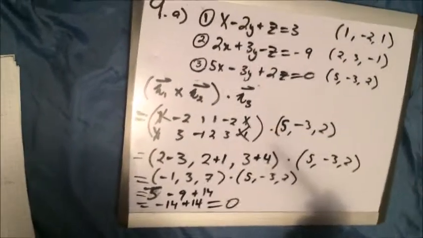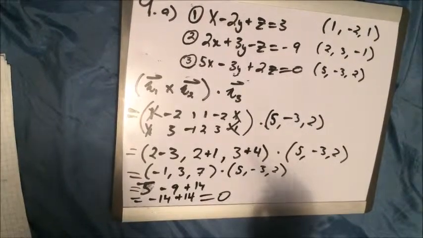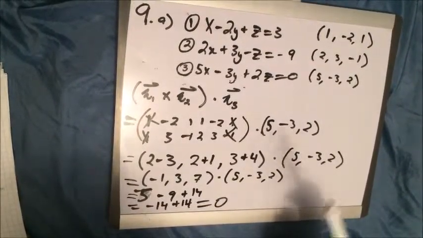So now we know that the planes are coplanar. So they'll either intersect at a line, or they'll form a triangular prism and have three different lines of intersection.